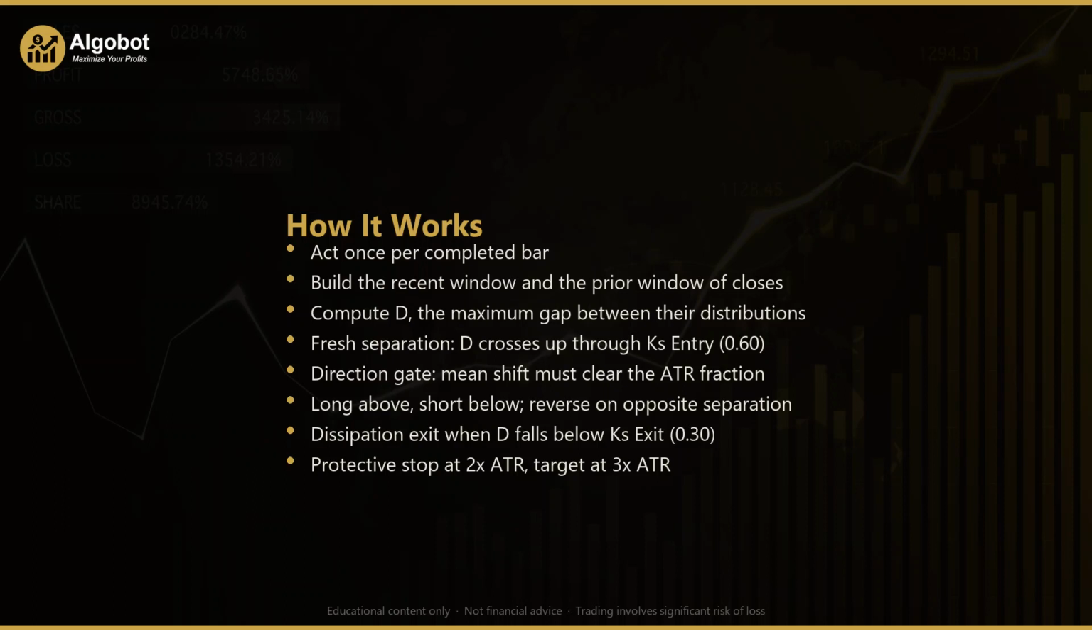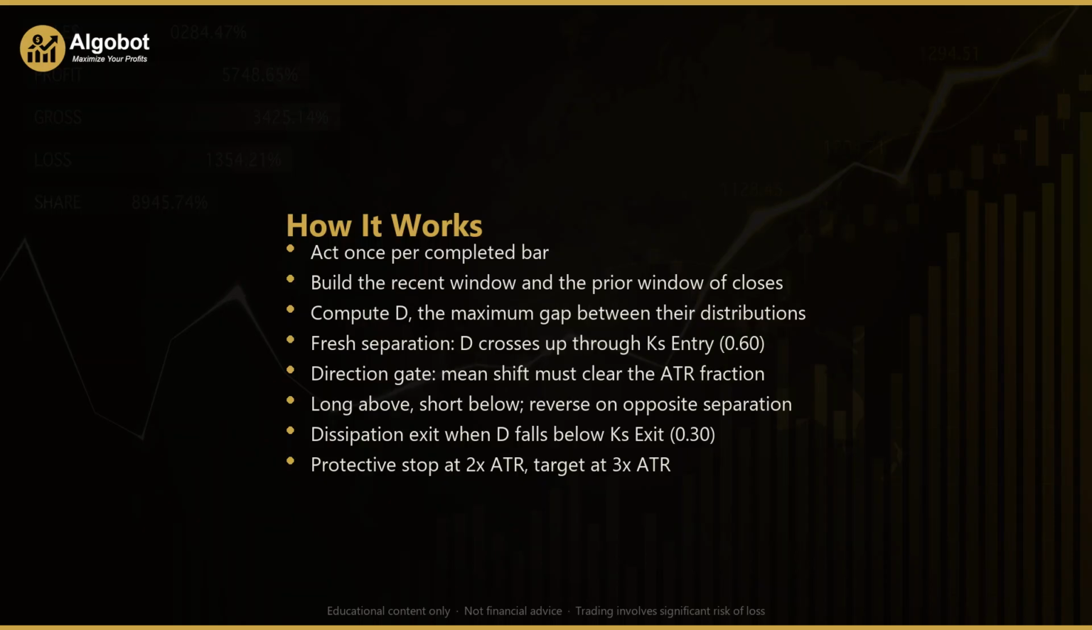The first condition is separation. A fresh separation happens when D was below the KsEntry level on the prior bar and has now risen to meet or exceed it. By default, KsEntry is 0.60. This tells the strategy that the recent window has meaningfully pulled away from the prior range. That balance has broken into a new regime.